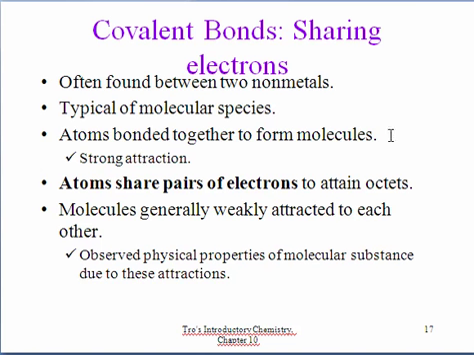Atoms bond together to form molecules. And this is as opposed to ionic compounds where ions are bonding together. So here it's atoms bonding together to form molecules. This is a very strong attraction. And atoms share pairs of electrons to attain octets. Now between molecules, there's generally a weak attraction between molecules, but the atoms in a molecule are very strongly attracted to one another.